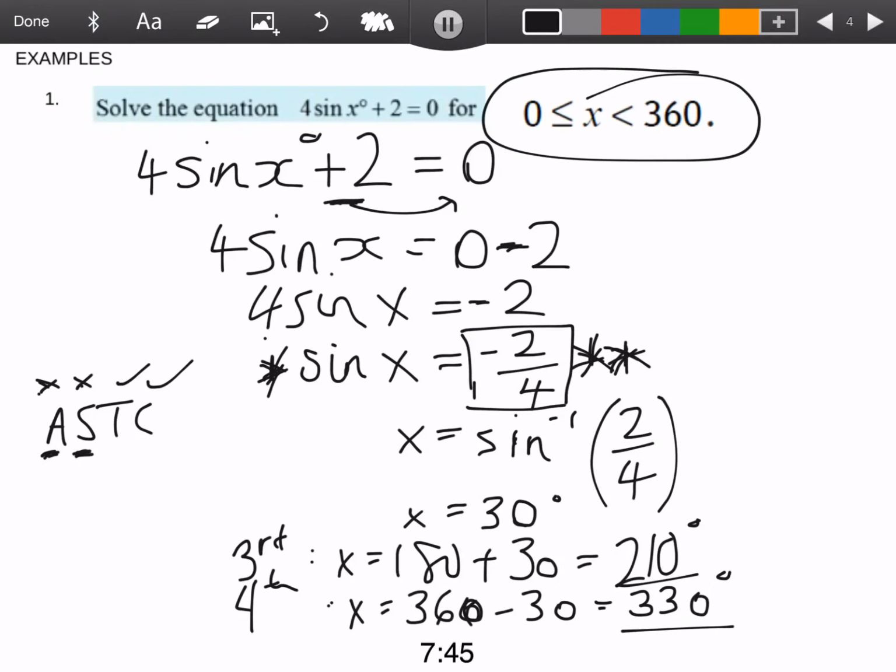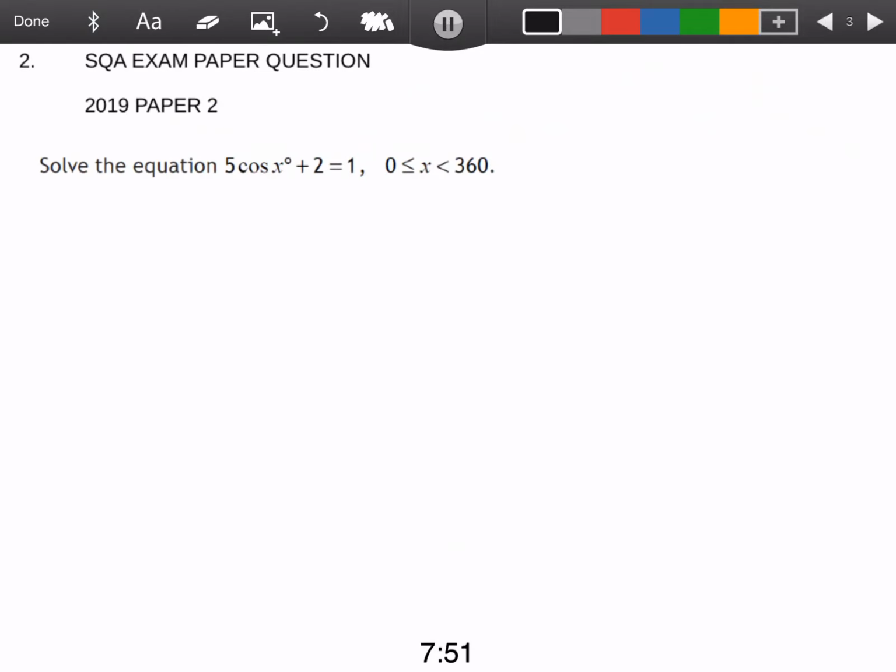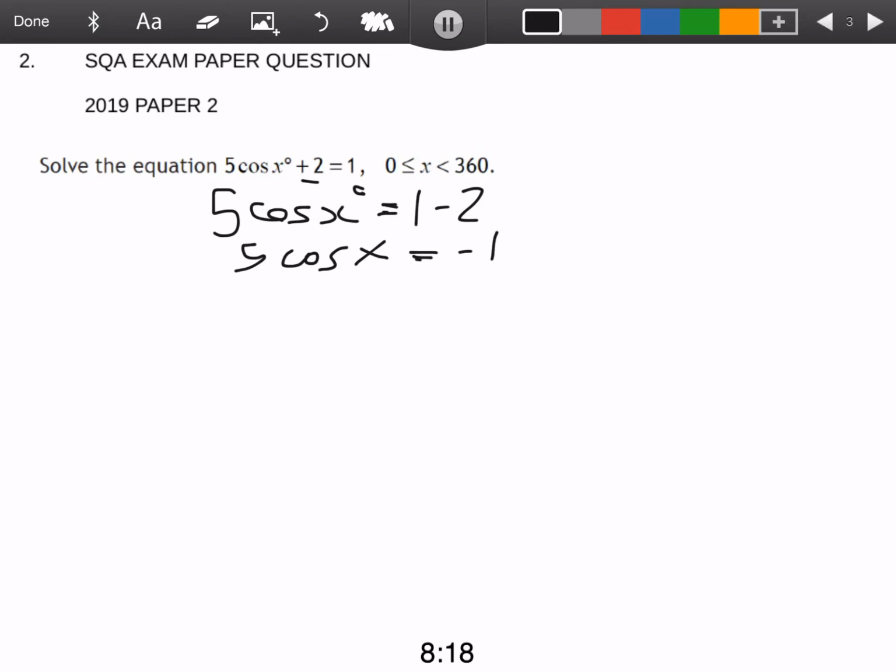The next one is an exam question, straight out of last year's exam paper. And then you're going to try some on your own. Right, okay, so straight out of paper 2 in last year's exam paper, solve it. It just looks the same, okay? So let's restart. I'll run through this quite quickly. I'm going to first of all move that plus 2 across, okay? So I'm going to have 5 cos x equals 1 take away 2. Really what I've got is 5 cos x equals negative 1. Next, I'm going to divide by 5. Okay, cos x equals negative a fifth.